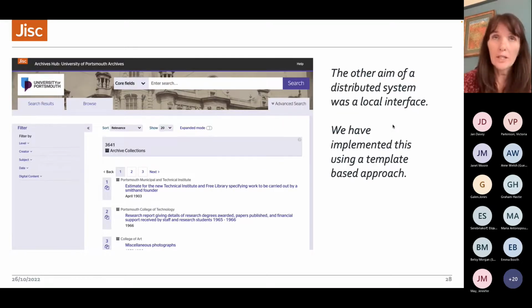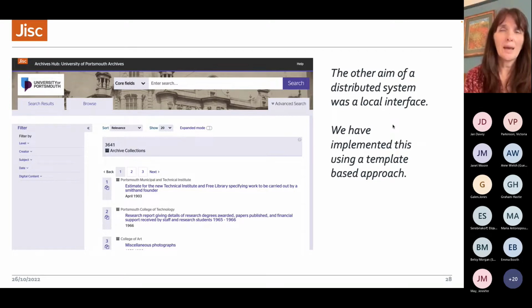So I said about the local interfaces. The API that we have provides data to these local interfaces. Now, learning from what we've done in the past, we decided we can provide local interfaces. These are actually for members only, so for Jisc members only. So it's the one thing the Archives Hub does that is just for Jisc members.